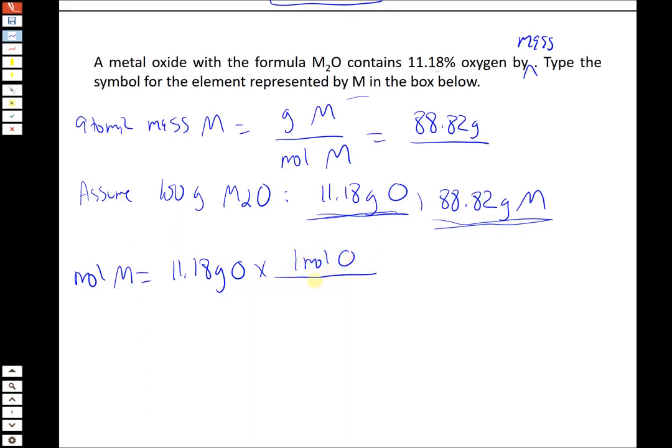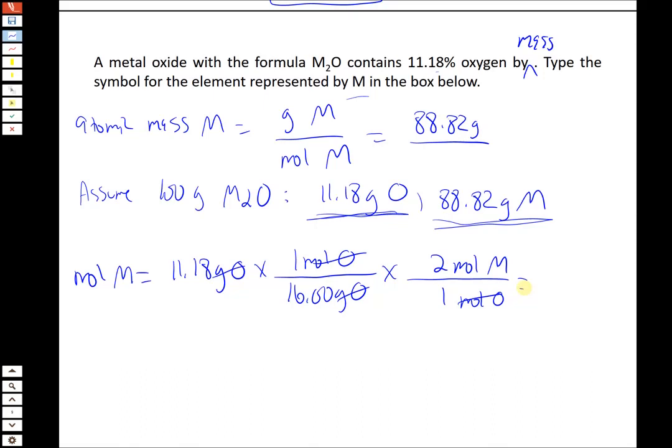So 1 mole of oxygen has a mass of 16.00 grams. That's the atomic mass from the periodic table. So now we know how many moles of oxygen there are, and to get the moles of metal, we're going to use the chemical formula M2O. What the chemical formula tells us, if we want to find a relationship between the moles of metal and moles of oxygen, is that the formula M2O means 2 moles of metal for every 1 mole of oxygen. We use that to figure out how many moles of the metal there are. There's twice as many moles of metal as there are oxygen, because the formula is M2O.